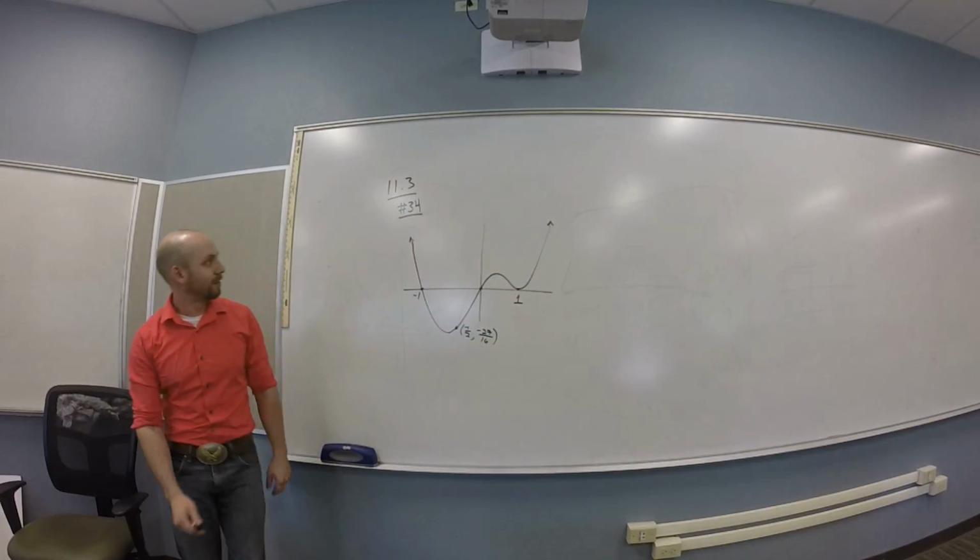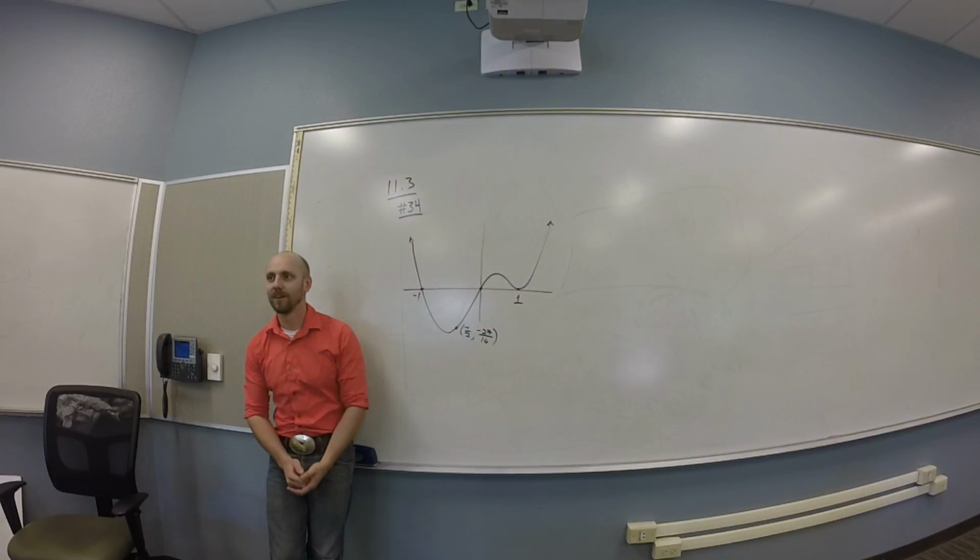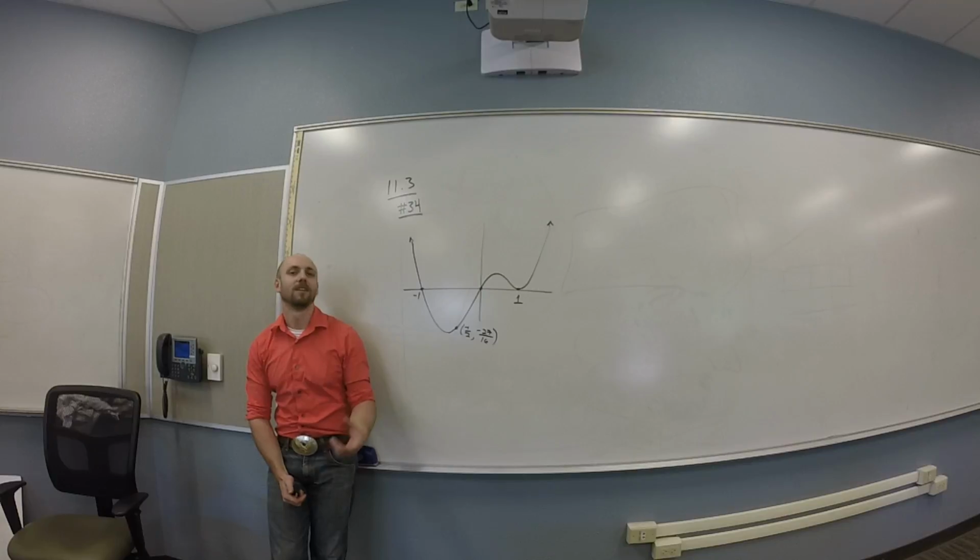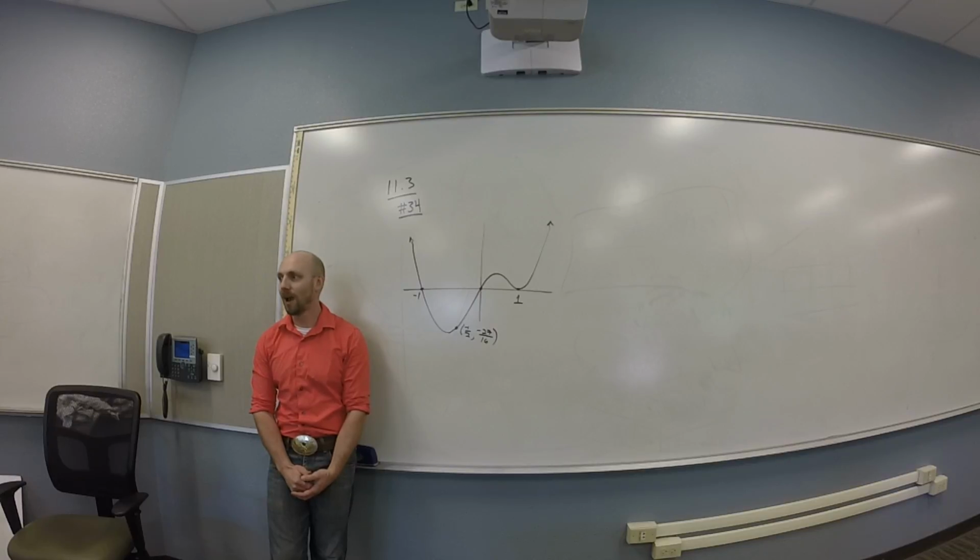So let's try number 34 out of 11.3, because we need this idea for the catapult anyway. Here I have a picture of some kind of polynomial, and they want me to come up with a possible formula for this. Cool? Okay. What do you know right now?